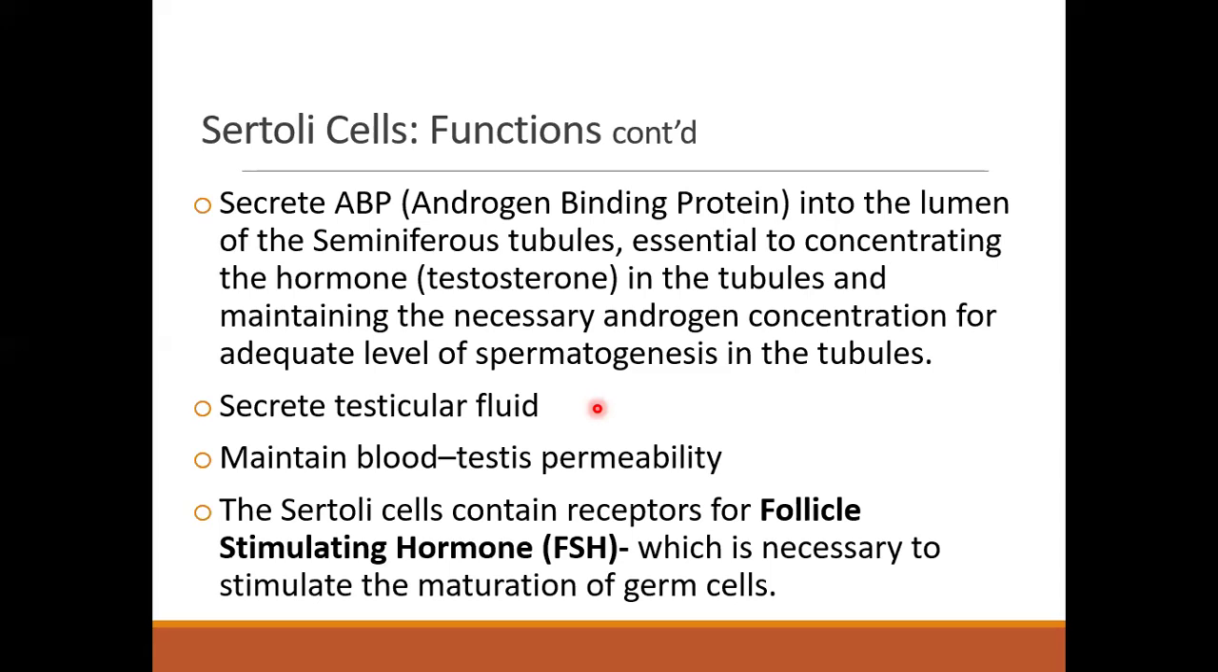So LH will go to Leydig cells, and they will be stimulated to produce testosterone. Testosterone will move into the seminiferous tubules and be received by the androgen binding proteins, which will concentrate it within the seminiferous tubules. Meanwhile, the developing sperm cells also need FSH. So FSH, which is also coming from the pituitary, will be received by the Sertoli cells, which are already within the seminiferous tubules, and then sperm production can take place. It's very interesting once you understand the principles.